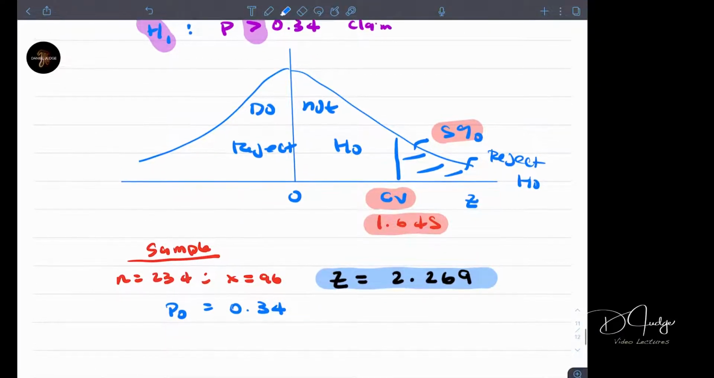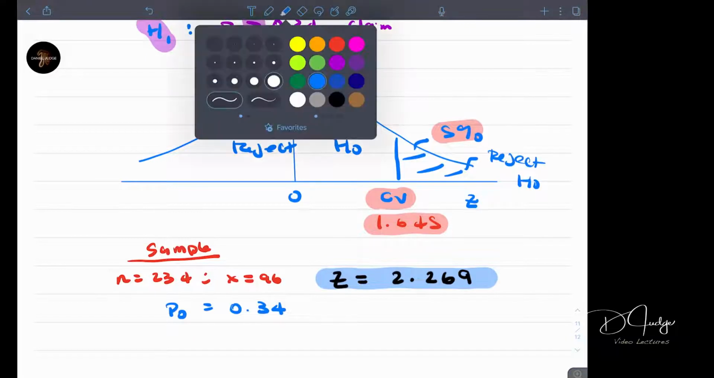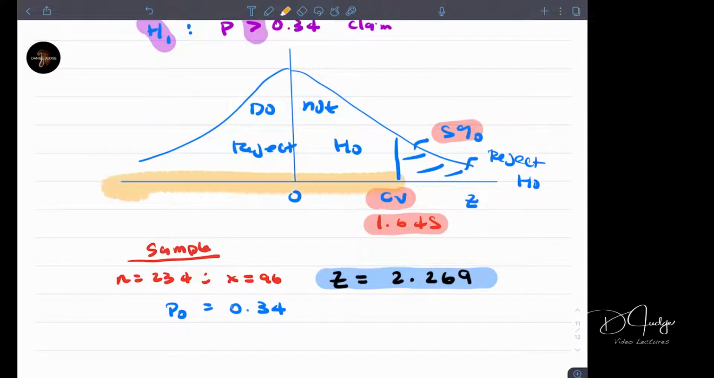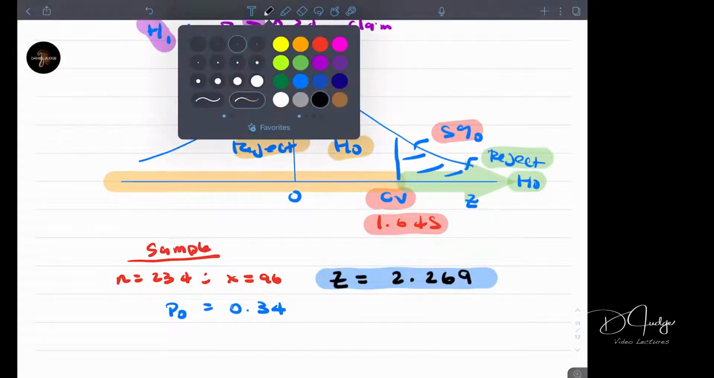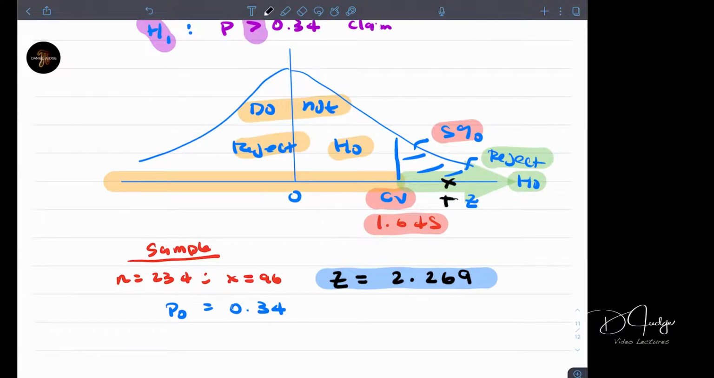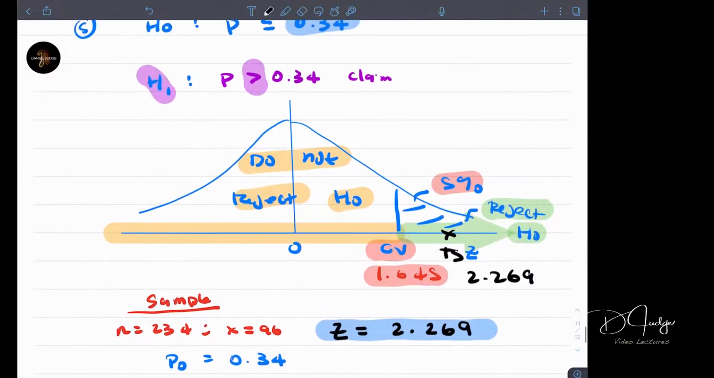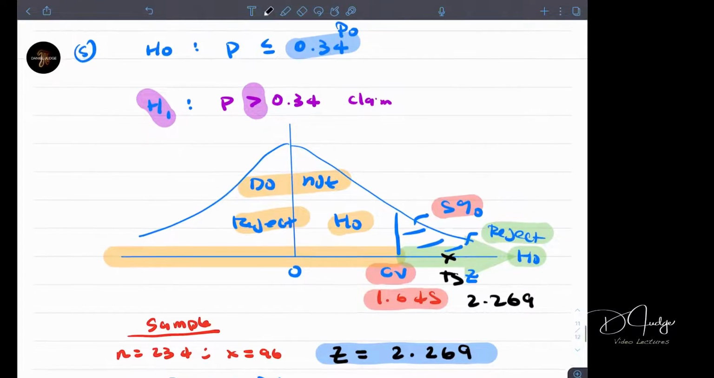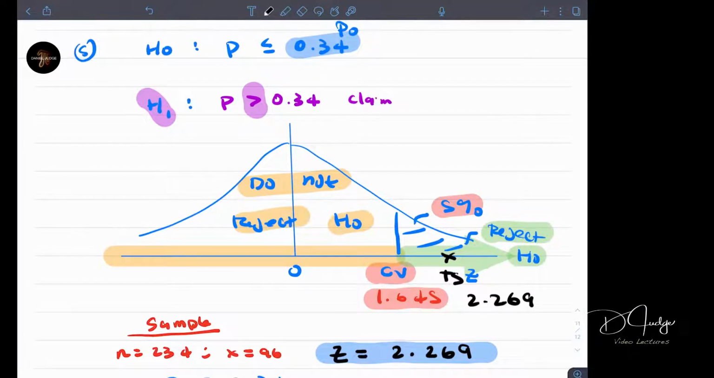Now, okay, we have to see where this number lives. So any test statistic value to the left of the critical value, smaller, we do not reject the null. Any test statistic value to the right of the critical value, you reject the null. So this is 2.269. So your test statistic is to the right of the critical value because it's larger than that 1.645 here. Okay? This is what we're looking at. Right? Okay, so it's in the reject the null region.